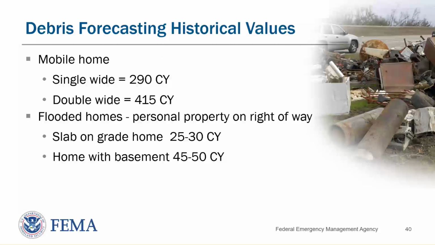So debris forecasting for, we'll say, massive floods, large hurricanes. If the home is completely destroyed, a handy estimate for a mobile home that's single wide, if that home is completely destroyed or burned, is about 290 cubic yards. Double wide is about 415 cubic yards. A flooded home, bringing that household waste or construction demolition debris, personal property into the right of way.